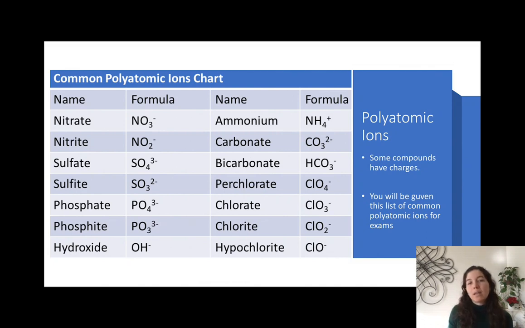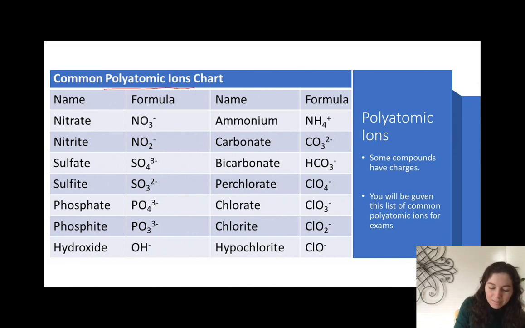Let's take a look at polyatomic ions. This is the last thing we're going to cover during naming. It is something that you're going to run into a lot. We use these chemicals all the time. So polyatomic ions are ions that contain more than one atom.